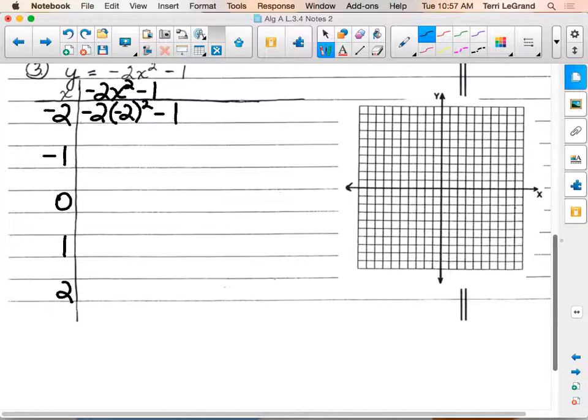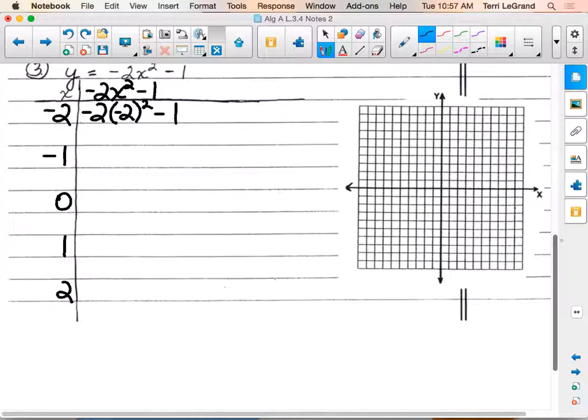But you have to be really careful here. Here's what students tend to want to do. They tend to want to take the negative 2 times the number that got substituted in. They want to do that first, and then they want to square it. We have to do the squaring first.